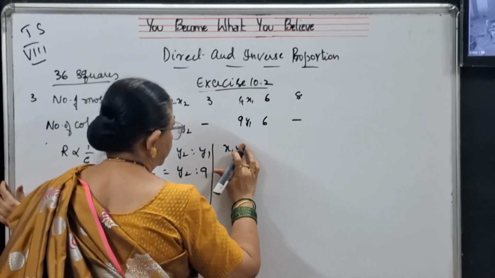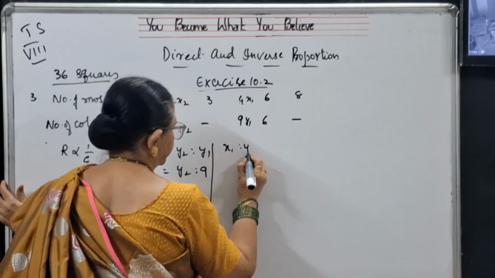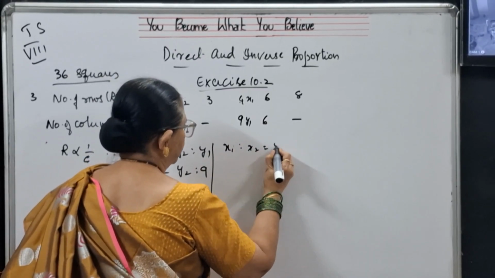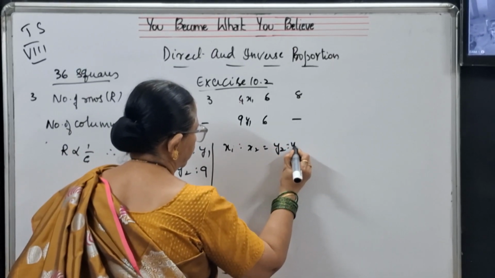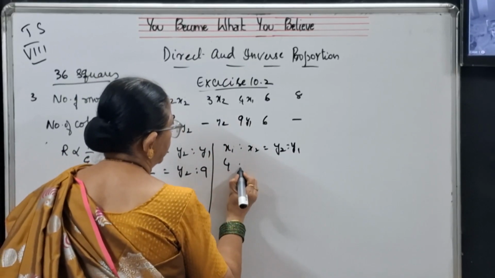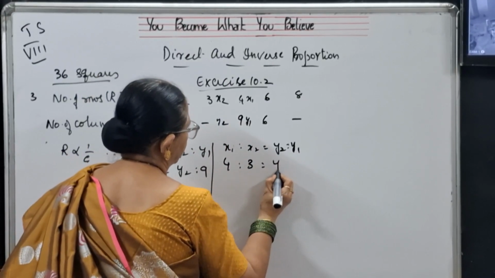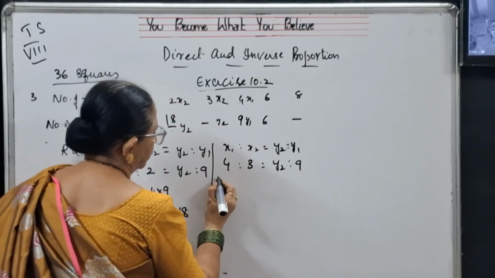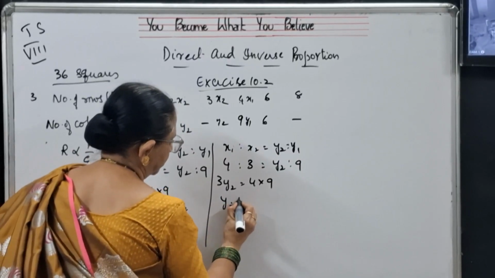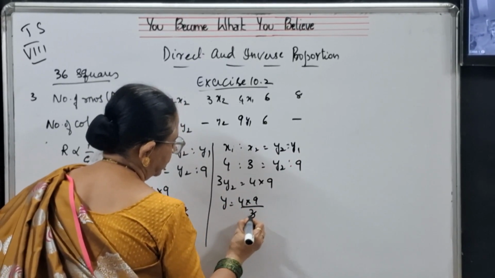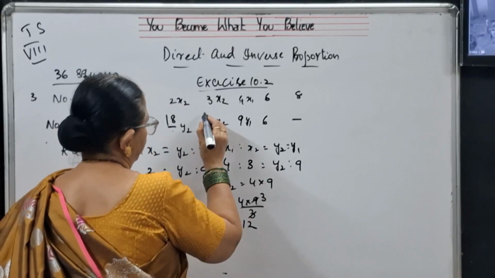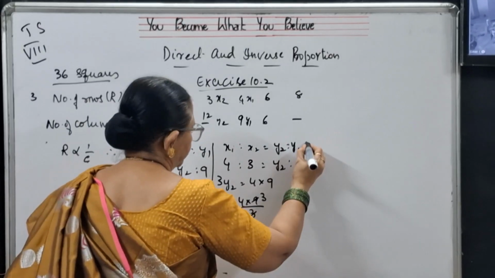x1 is to x2 is equal to y2 is to y1. So this is x2, y2. x1 4 is to x2 3 is equal to y2 is to y1 9. So 3y2 is equal to 4 into 9. y2 is equal to 4 into 9 by 3. 3 ones are 3, 3 threes are 9, so y2 is 12. So here you are getting 12.